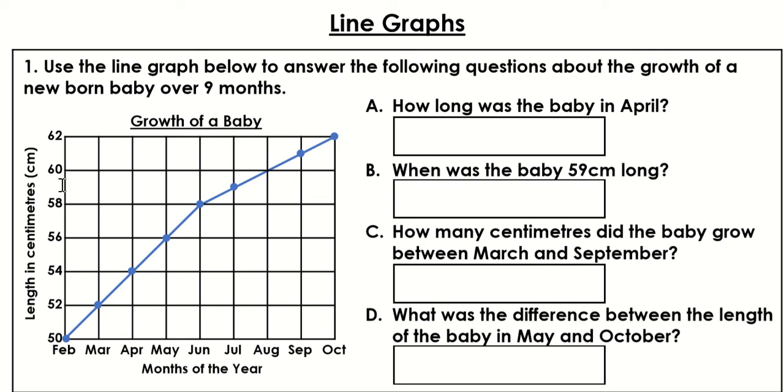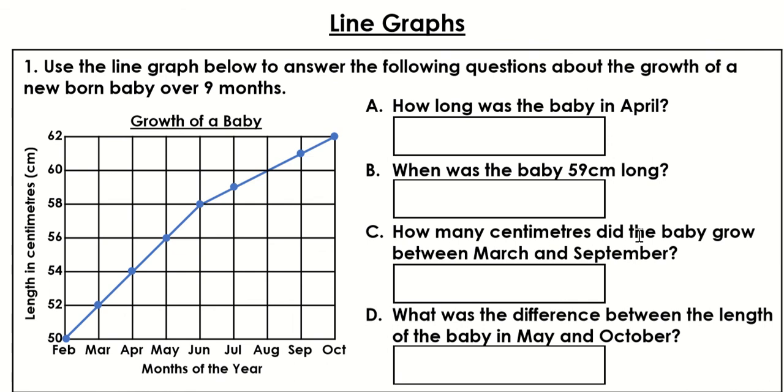Well, we know that 59 comes between 58 and 60. So I'm going to just put my cursor, my arrow, in between 58 and 60, and then I'm just going to move it away. And what you could do is use a ruler if you want. So if you put your ruler here, it should take you straight across, and it's a better way than what I'm doing. It should take you straight across to where 59 is. So when was the baby 59 centimetres long? It's brought me to this point here. And I'm going to go down to see when that was, and it was July. So I'd write July.